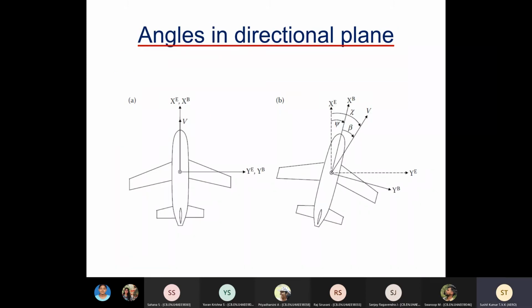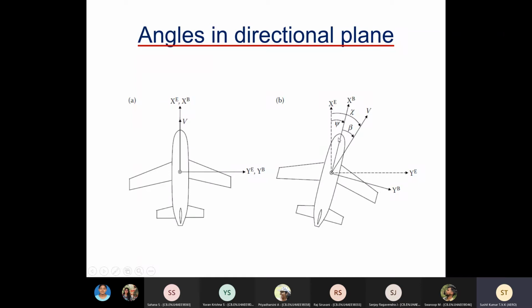Just a recap, like what you mean by heading and all. Suppose aircraft is flying towards north, that is XE. The body axis is pointing towards this direction, and velocity vector is also pointing towards north. XE is not to be confused with east. XE is Earth axis, which is north, and YE becomes east. So it's also called the NED axis, north-east-down axis. We are just looking at the horizontal plane.